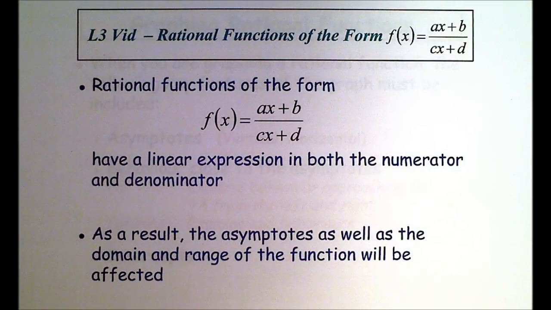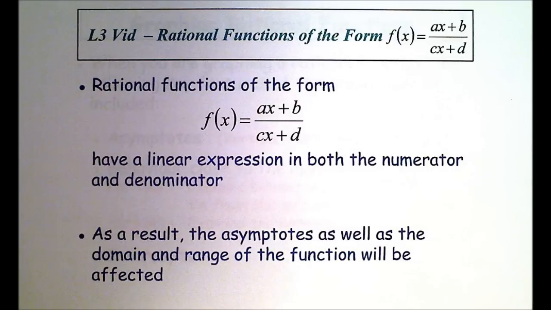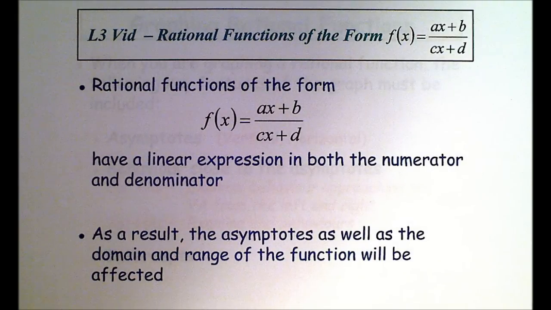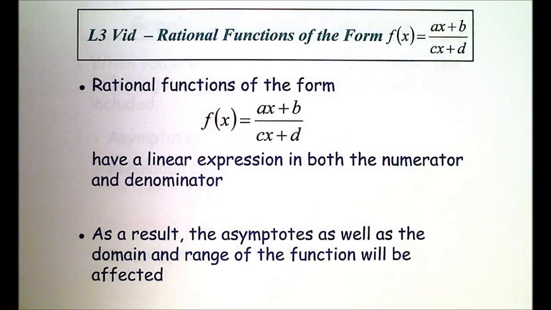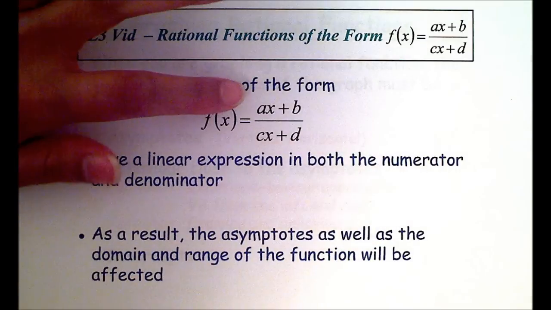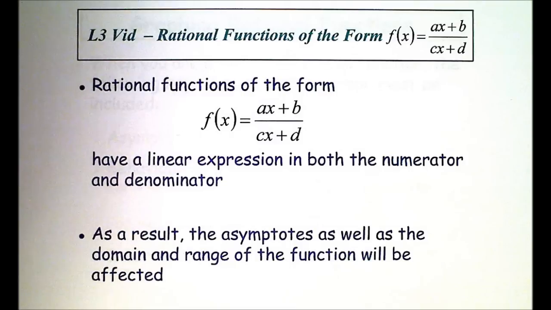And in these rational functions what you'll notice is that the degree of the polynomial in the numerator and the degree of the polynomial in the denominator are exactly the same. So for example, you're either going to have a linear expression over a linear expression, or you'll have a quadratic over a quadratic. So basically the numerator and denominator will have the exact same degree function present.